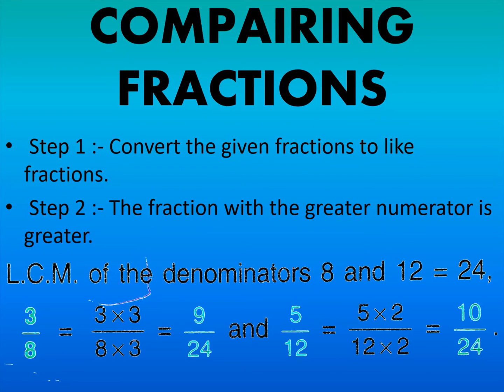The next question comes here, comparing the fractions. Step 1 is convert the given fractions to like fractions as we have talked about earlier. Step 2 is the fraction with the greater numerator is greater. The LCM of the denominators 8 and 12 is equal to 24. So 3 upon 8 after multiplying we get 9 upon 24, and 5 upon 12 after multiplying we will get 10 upon 24. Now we can compare which is greater.